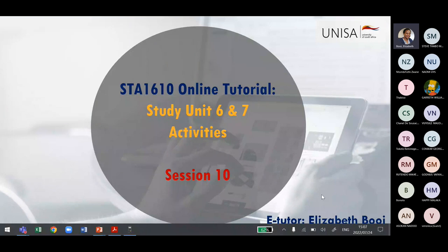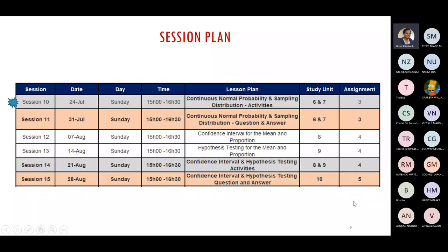So moving on, I hope you also have your statistical tables with you. I've also adjusted the session plan. I know that we were not supposed to have a session sometime in August, but I just adjusted it. We're going to have sessions every Sunday now going forward. This week, we are on the 24th of July. We're doing activities. Next week, we will have question and answer. Bring those questions if you still have any while you are busy with your assignment and you are struggling. How can we help you? Bring those questions so that we can assist you in order for you to submit your assignment, right? And then in August, we will start with assignment preparations, which will be confidence intervals and hypothesis testing.